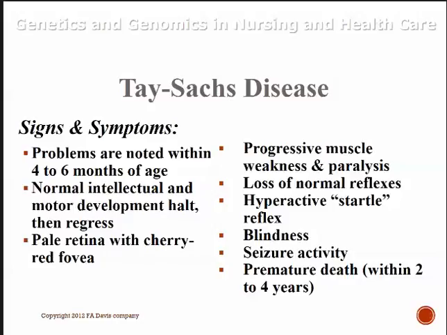The hallmark of Tay-Sachs on physical exam is a pale retina, and the fovea will be a bright cherry red, and that's because the retinal cells have just become filled with the GM2, and it makes the retina really pale. So as a result, your fovea stands out as a cherry red spot on that background of pale retina. There's progressive muscle weakness and paralysis, loss of normal reflexes, hyperactive startle reflex, blindness, seizure activity, and then, of course, the premature death.